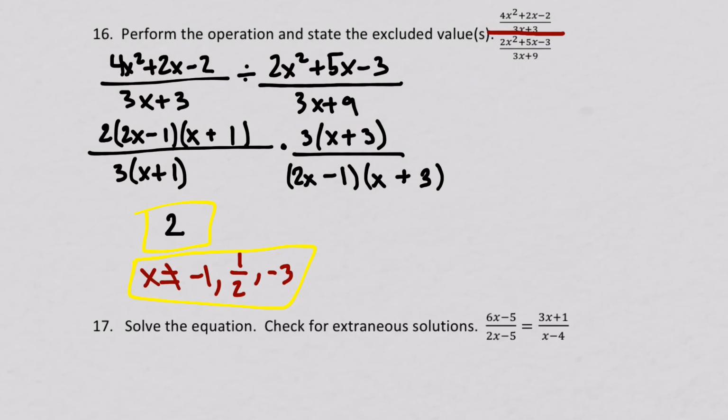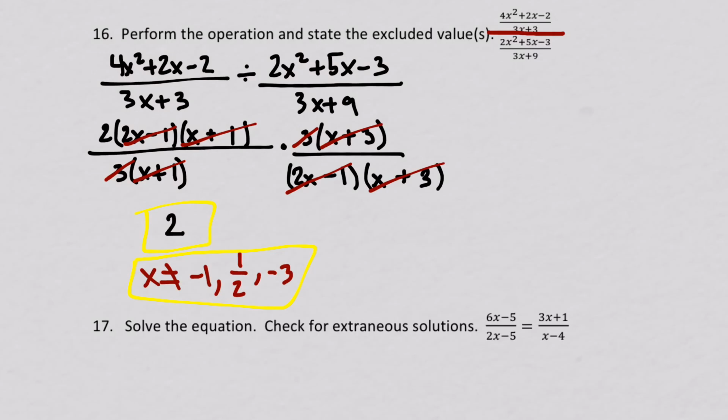At that point, you should be able to see that a lot of stuff cancels. The 2x minus 1 and the 2x minus 1 cancel. The x plus 1 and the x plus 1 cancel. The x plus 3 and the x plus 3 cancel. And also this 3 and this 3 cancel, leaving you with basically just 2. That is what's left after all those divisions.